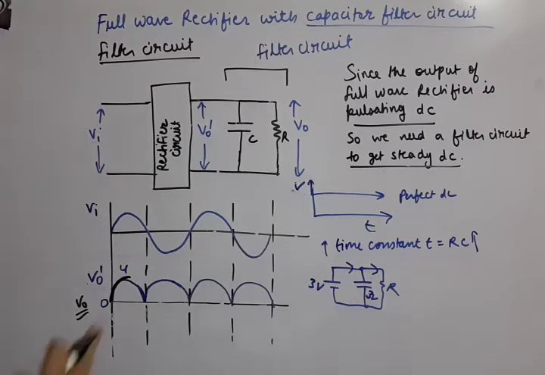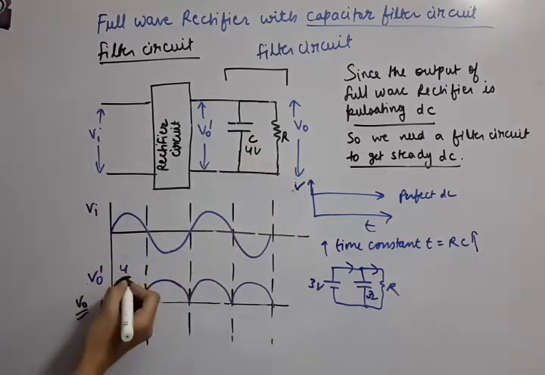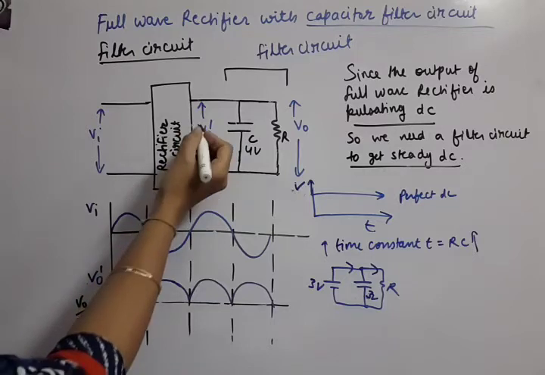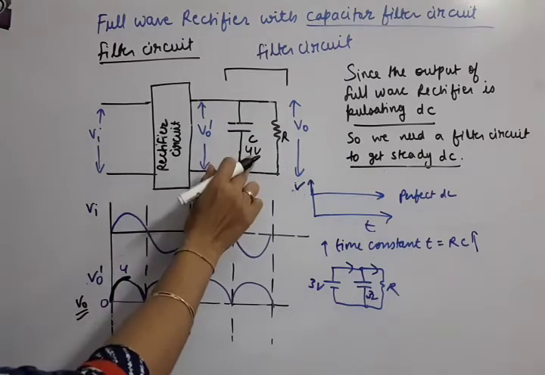Okay, now from this side VO will decrease. The capacitor was already charged till 4 volt. Now this side it is going from 4 to 3 to 1 like that. 4 to 1 it is decreasing. So the capacitor is already charged at 4 volt.